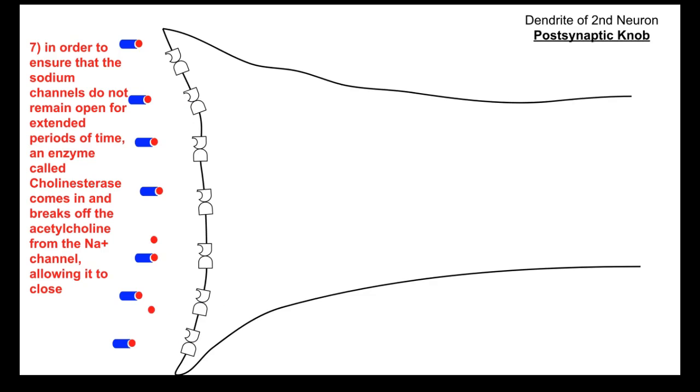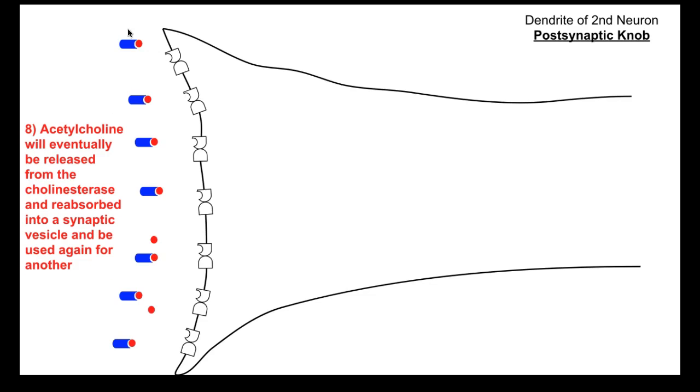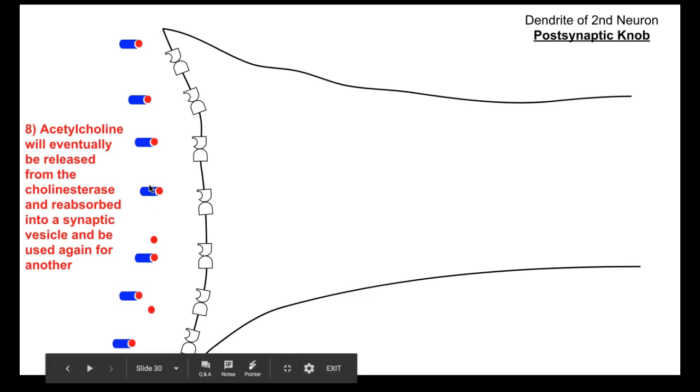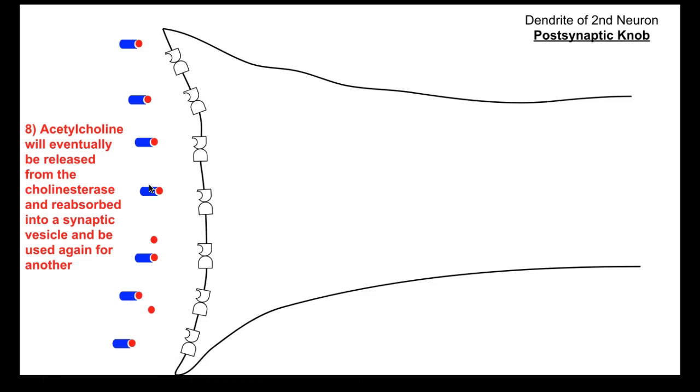So at the end, once the channels close, basically what's going to happen is the acetylcholine will get removed from the cholinesterase, and it will actually go back to its original position in the presynaptic knob in the synaptic vesicles. So it can get used again, and this whole process can start again from the very beginning. So that is how a synapse works.